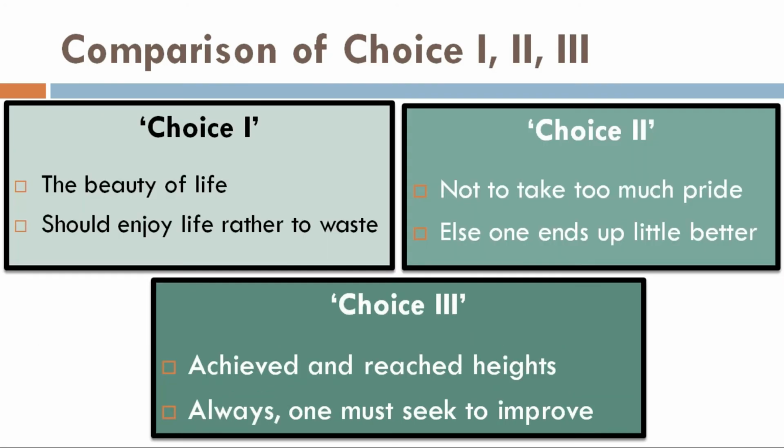So if we see Choice 1, 2 and 3 at one time, Choice 1 reminds us about the beauty of life. The poet asks us that we should enjoy life rather than waste it. And if we talk about Choice 2, it reminds one to not take too much pride, else one ends up a little better. And Choice 3 reminds us that we achieve and reach the heights of success, but always one must seek to improve.